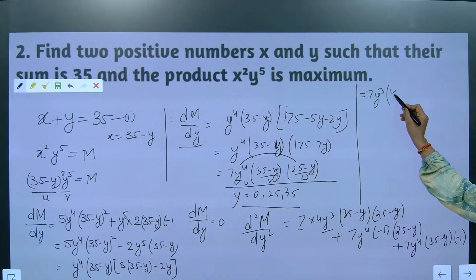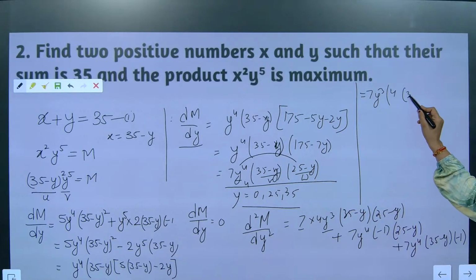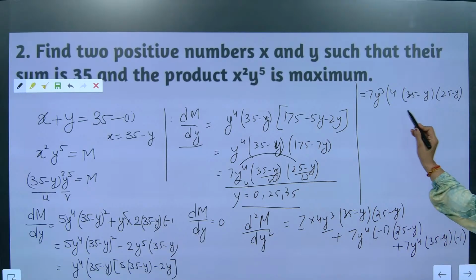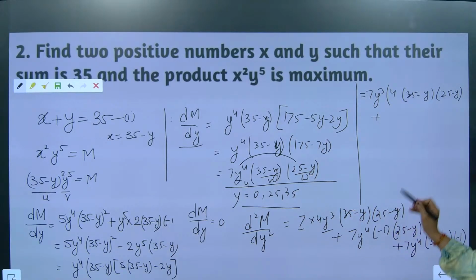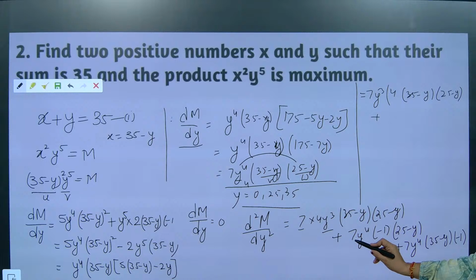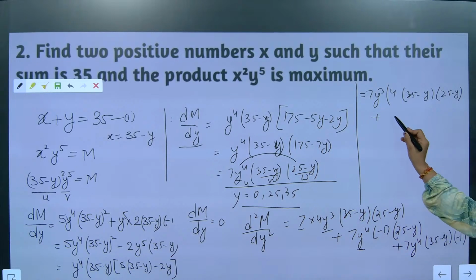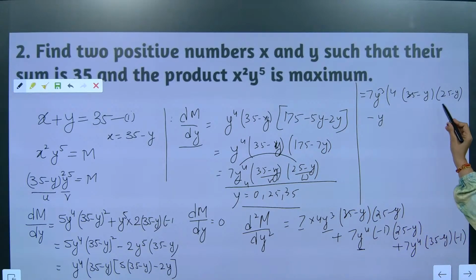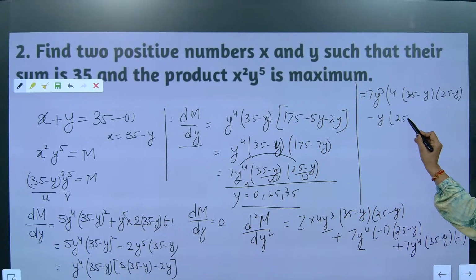4 with 35 minus y and 25 minus y. Done? Now next, 7y cube common taken. What is left there? y cube common taken now. So what will it become? Minus y. Here 25 minus y.